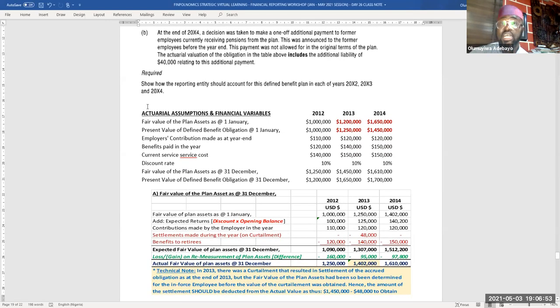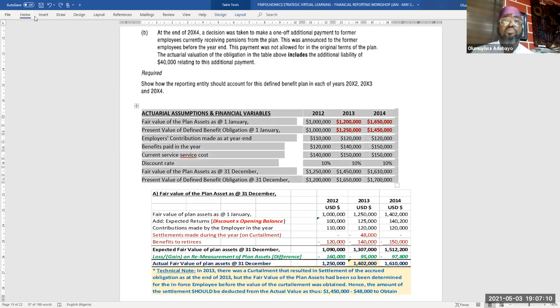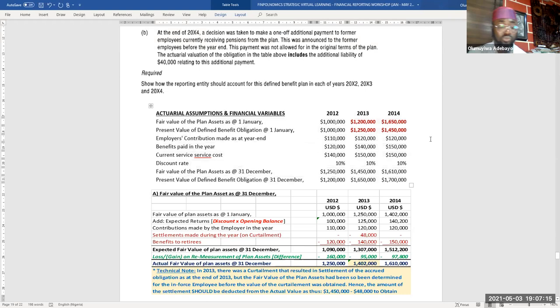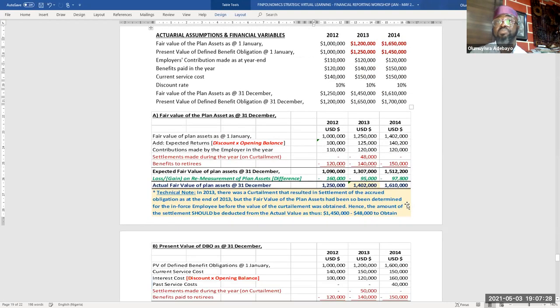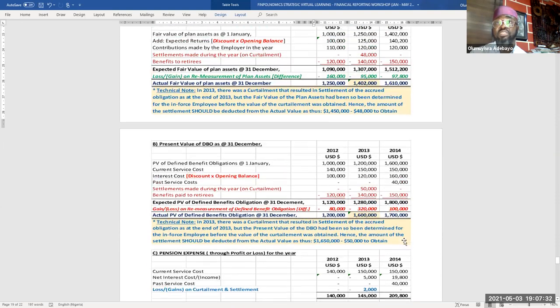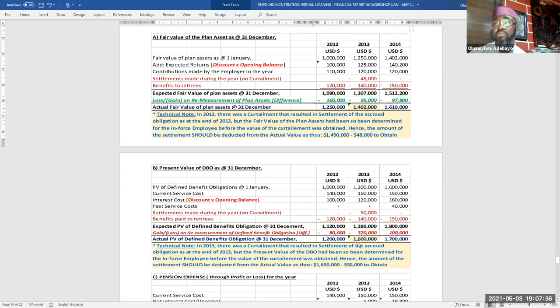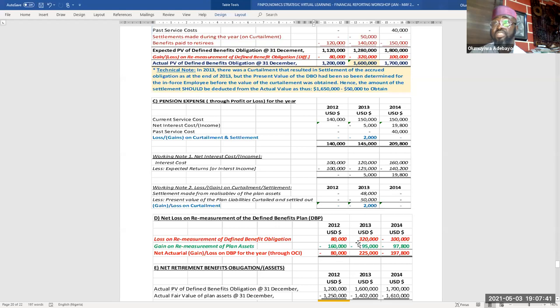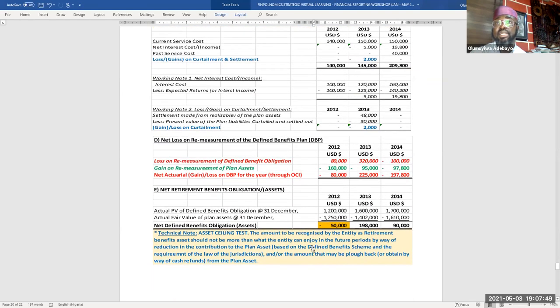Now, the first thing is to list out your actuarial assumptions. Okay, we fair valued it. Thereafter, we fair value the plan asset, we fair value the plan liabilities. We determine the pension expense that will be reported to profit or loss for each of those years, and we determine the net loss or gain. I have to update this. It's net loss or gain.